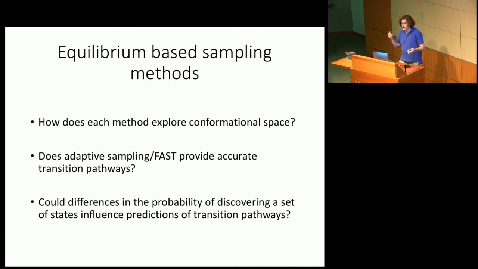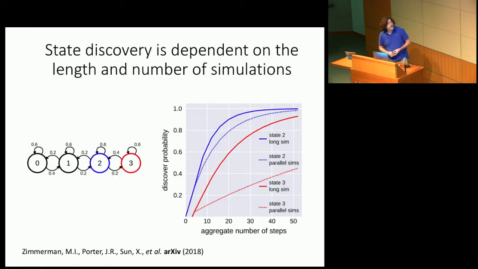The only real difference between these different methods is in the probability of the sets of states that they discover. So could these differences in probability of discovering different sets of states actually influence predictions of transition pathways? To really get at this, I decided to take it down to the basics and really understand how varying sampling parameters influence state discovery on very simple landscapes. To that end, I developed an analytical expression for relating the probability of discovering states on a landscape to the length and number of simulations that are used.